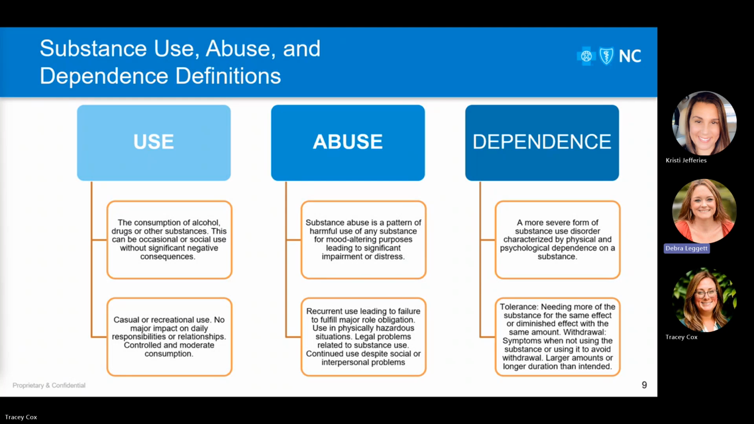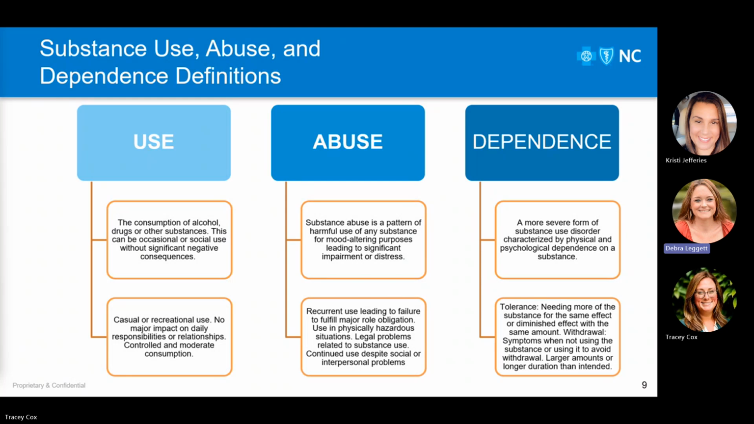Next, abuse describes a pattern of harmful use of substances that leads to significant impairment or distress. Key characteristics include recurrent use, resulting in failure to fulfill major role obligations at work, school, or home, using substances in physically hazardous situations, encountering legal problems related to substance use, and continuing use despite persistent social or interpersonal problems.